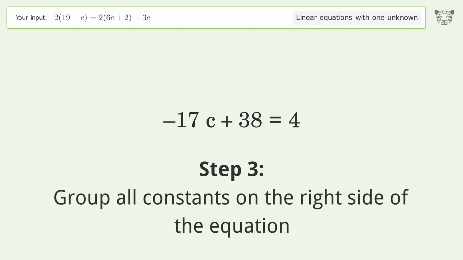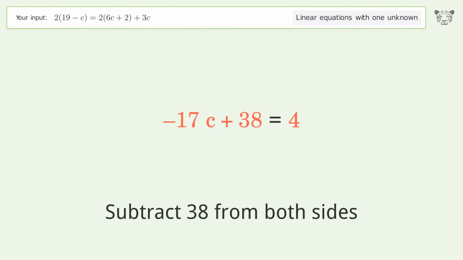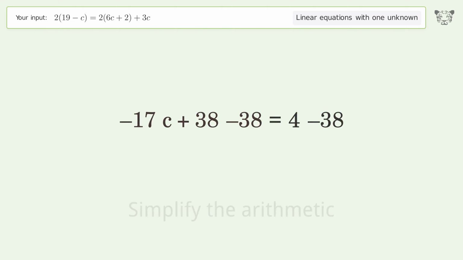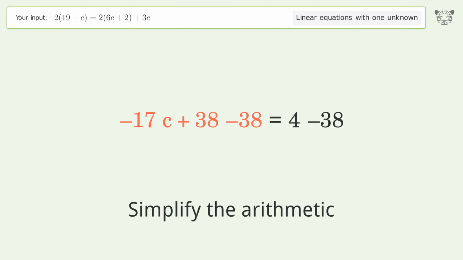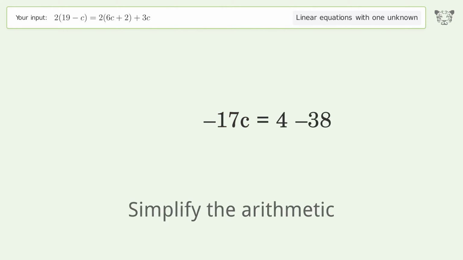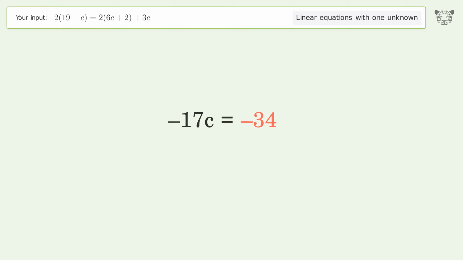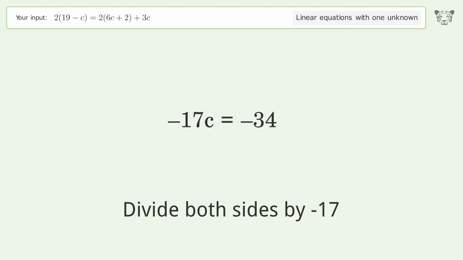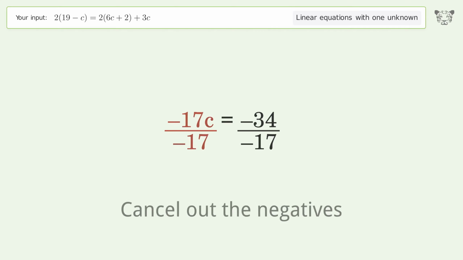Group all constants on the right side of the equation. Subtract 38 from both sides. Simplify the arithmetic. Isolate the c. Divide both sides by -17. Cancel out the negatives.